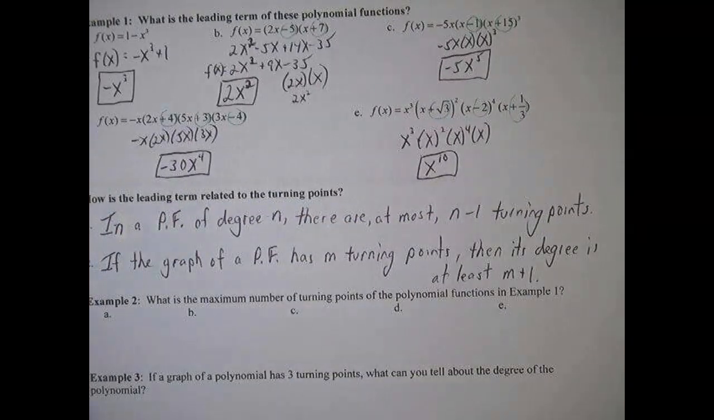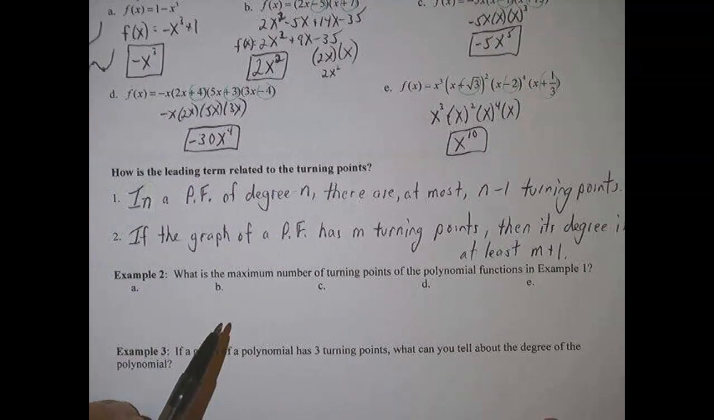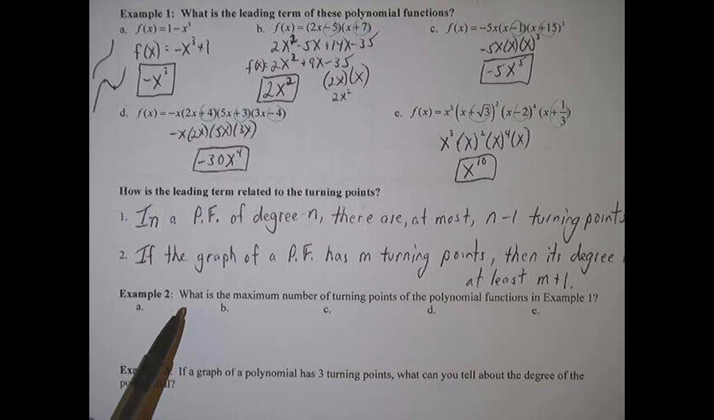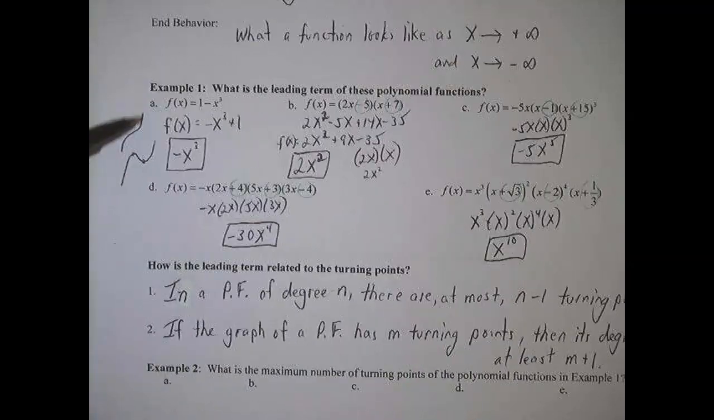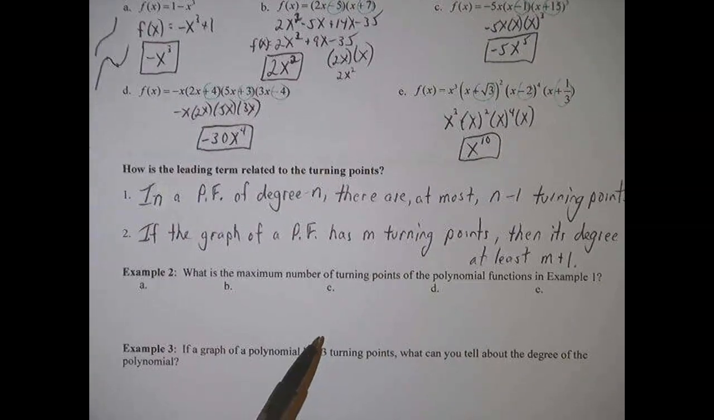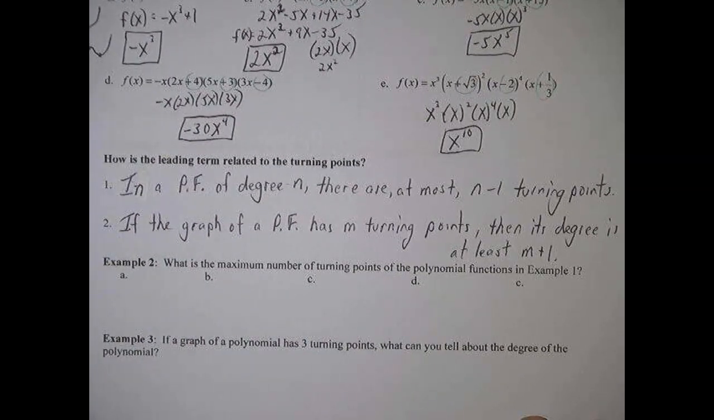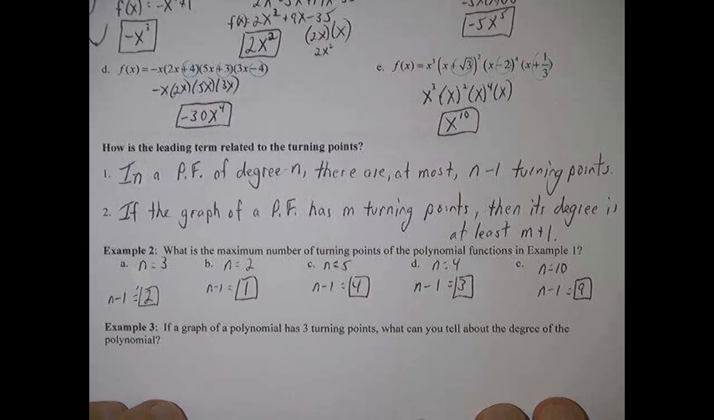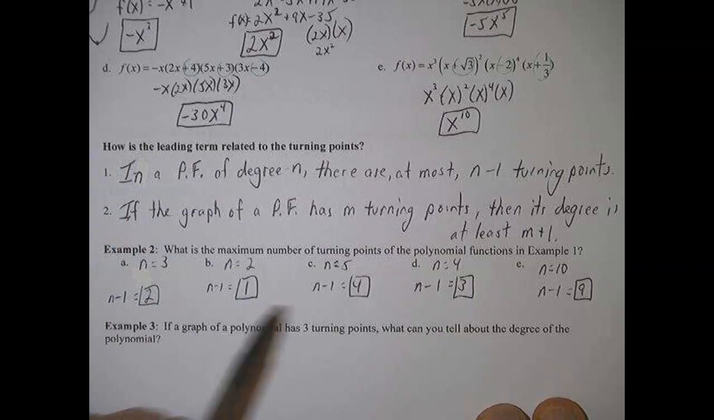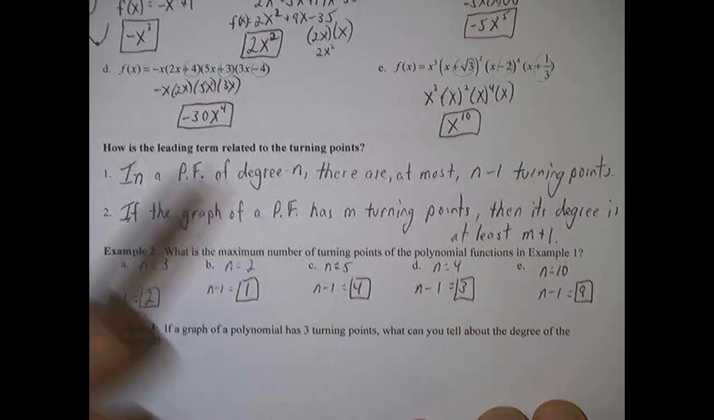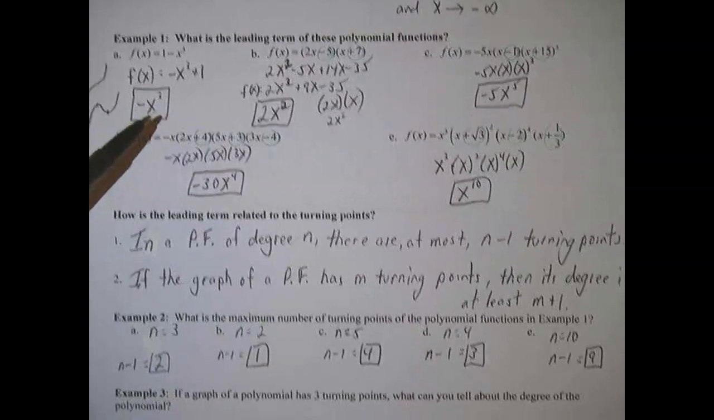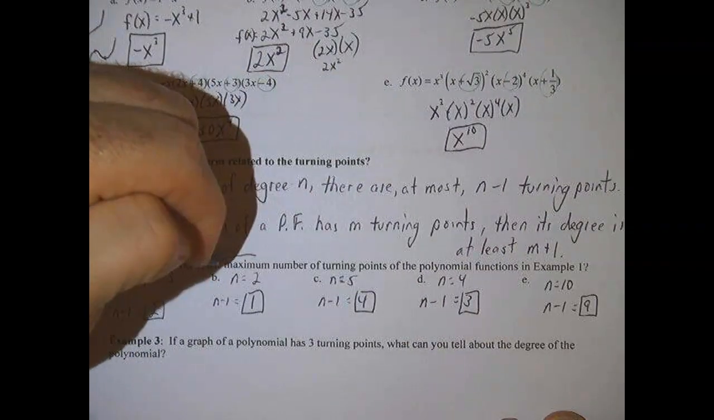Okay? All right, so let's look at the functions above, as we've kind of already talked through these, and what is the maximum number of turning points of the polynomial functions in example 1. So I just want each of these A, B, C, D, E to correspond with these. So I'm going to pause the video, see if you can answer those. Okay, so there you go. Now it's important to keep in mind this is not the number of turning points in the function. We are looking at these equations and we don't know the number of turning points. We know the maximum number of turning points.